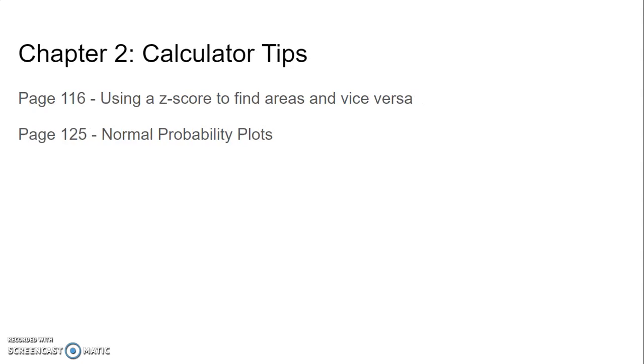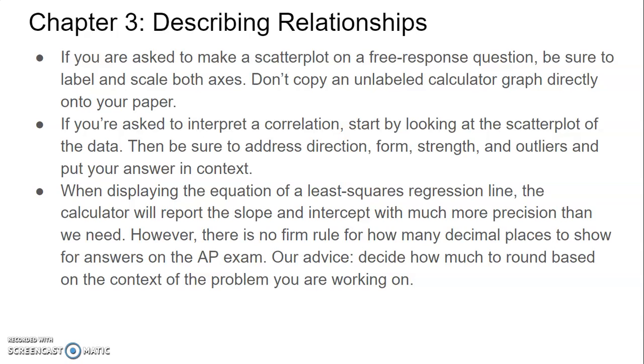After chapter 2, we went into chapter 3, which was on a lot of scatter plots. If you're asked to make a scatter plot, make sure that you always label the axes. Don't just copy what's in your calculator. Make it very clear, crisp, and with all the labels.